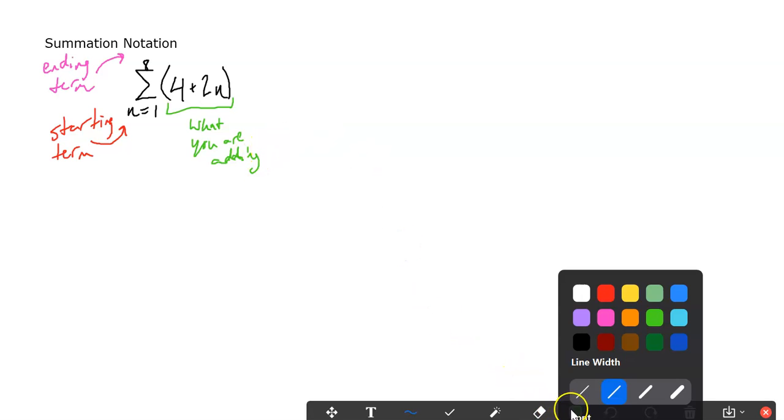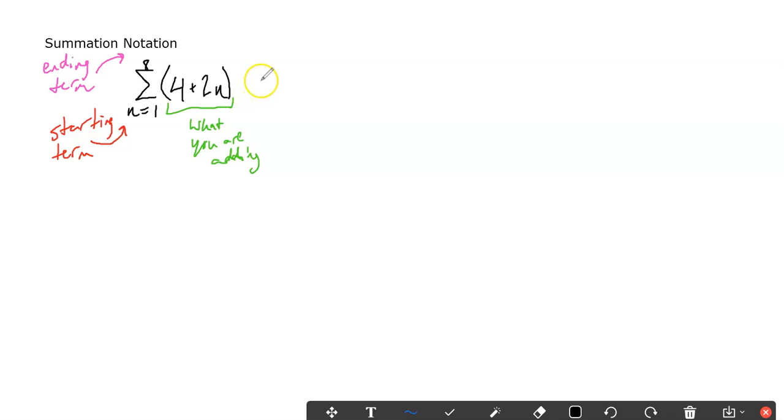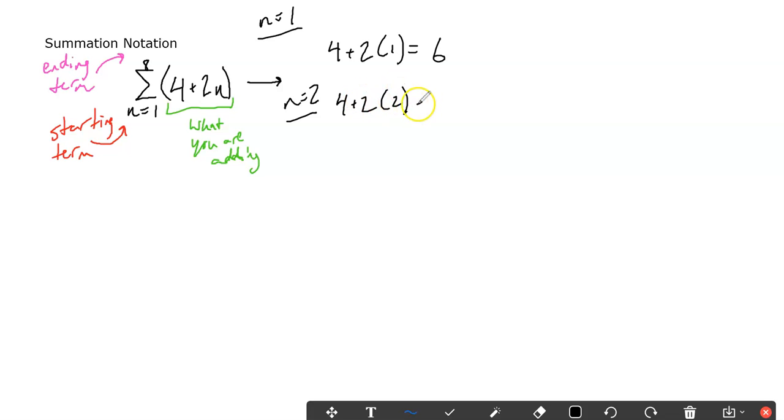So let me show you how this gets expanded, because you're probably looking at this saying, I have no idea what you're talking about. So if I were to input 4 plus 2 times 1, that is where my n equals 1. This is going to give me 4 plus 2 times 1, which is 6. Hopefully you can do that. n equals 2 is then 4 plus 2 times 2, which should be 8. Hopefully you can figure out the rest on your own. I'm going to just kind of power through them. But this should be 10, and then so on and so forth. So it's like 12, 14, 16.